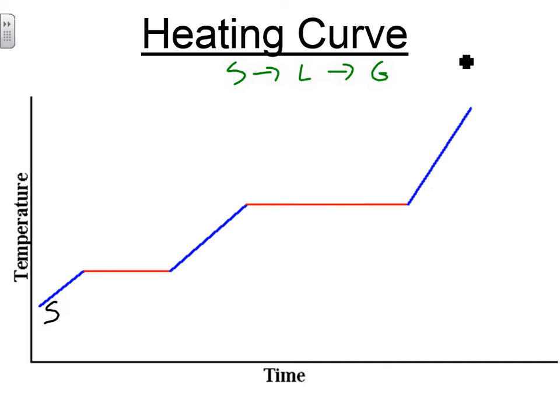So this is the solid at a certain temperature. Realize that solids can attain a very, very low temperature, all the way down to absolute zero. And then as you heat up a solid, now temperature on the heating curve is on the y-axis. So here's temperature, usually in Celsius, but it could be in Kelvin or Fahrenheit.